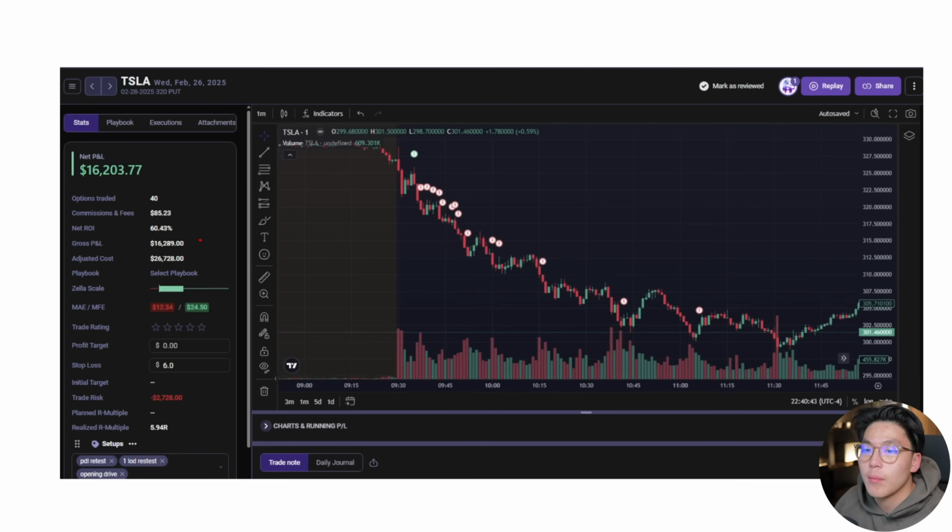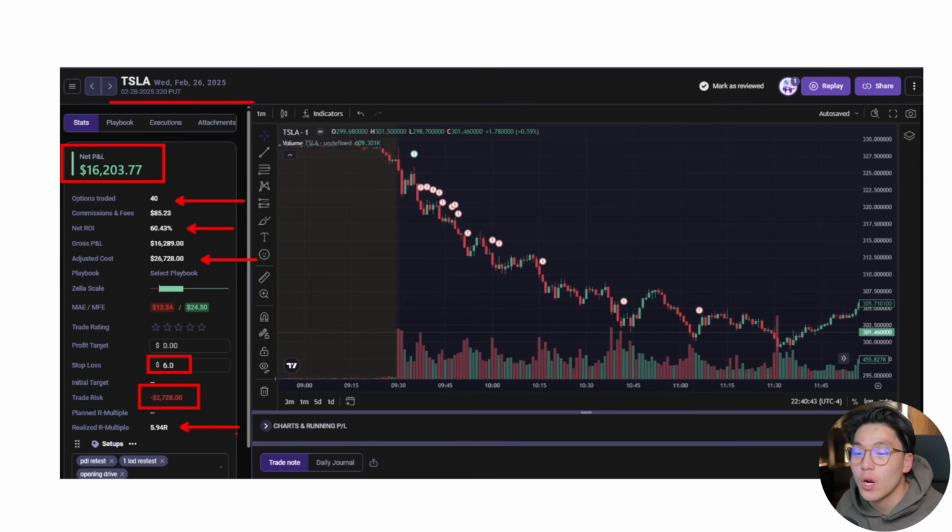So right here, you can see my first example, this is on Tesla. This was February the 26th, and I ended up taking puts towards the downside. I ended up making $16,000 on this position, around 40 contracts traded, $26,000 position size, net ROI of 60%. Could have done a little bit of a better job in this case. But the main thing I want to talk about is the risk amount, not how much I made. I only risked around $2,700 on this position, around $6 on the contracts, which would end up being around a 5.94 risk to reward ratio, which ended up being super solid.